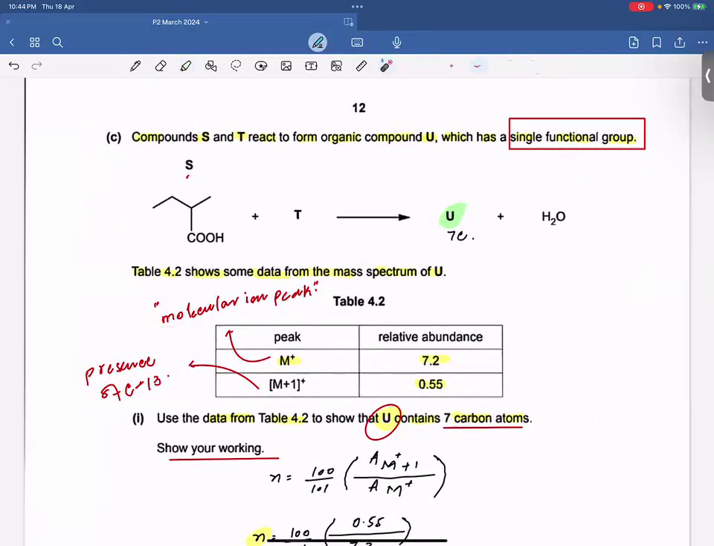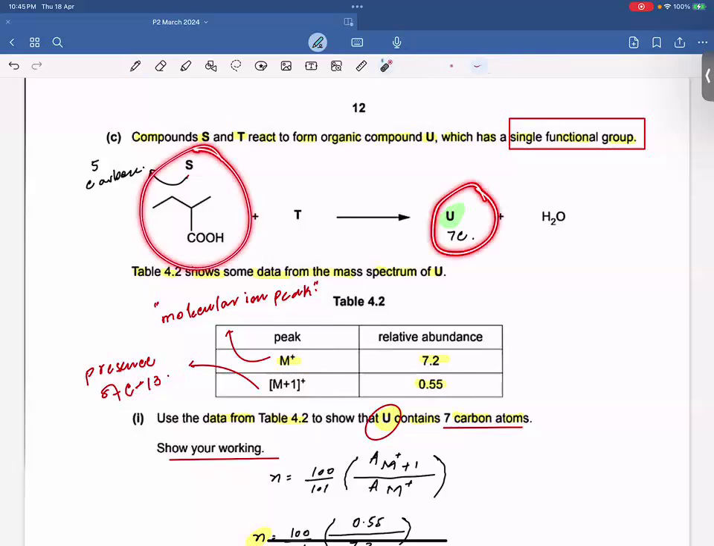Whereas this compound S has how many carbon atoms? Let's count: 1, 2, 3, 4, and this one is 5. So this compound S has 5 carbon atoms. Oh my goodness, what a classy question. If this compound has 5 carbon atoms and this compound U has 7 carbon atoms, which means this T contains how many carbon atoms? Obviously 2 carbon atoms.